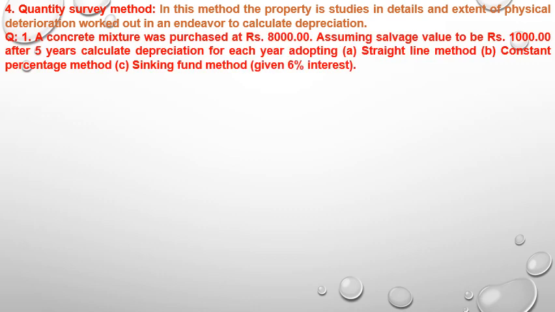Now we come to some numericals based on depreciation methods. First one: a concrete mixture was purchased at rupees 8,000, assuming salvage value to be rupees 1,000. After 5 years, calculate depreciation for each year adopting, first, the straight line method, second, the constant percentage method, and third, the sinking fund method. Given 6% interest.